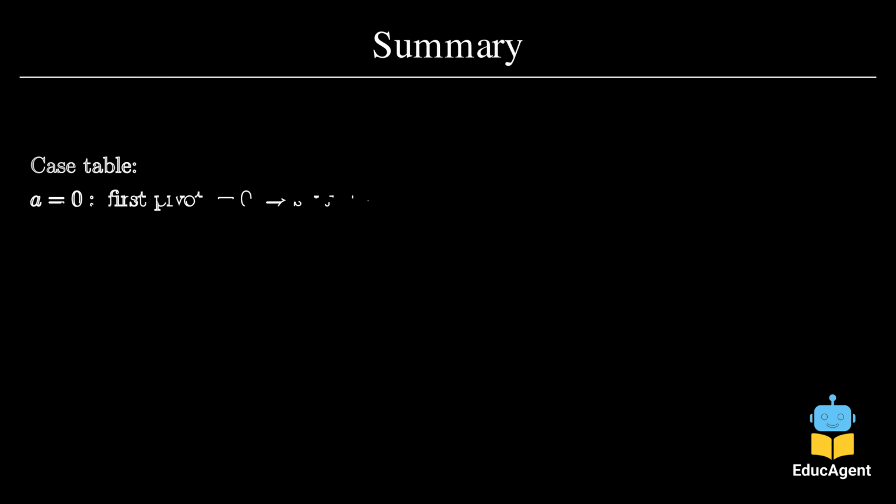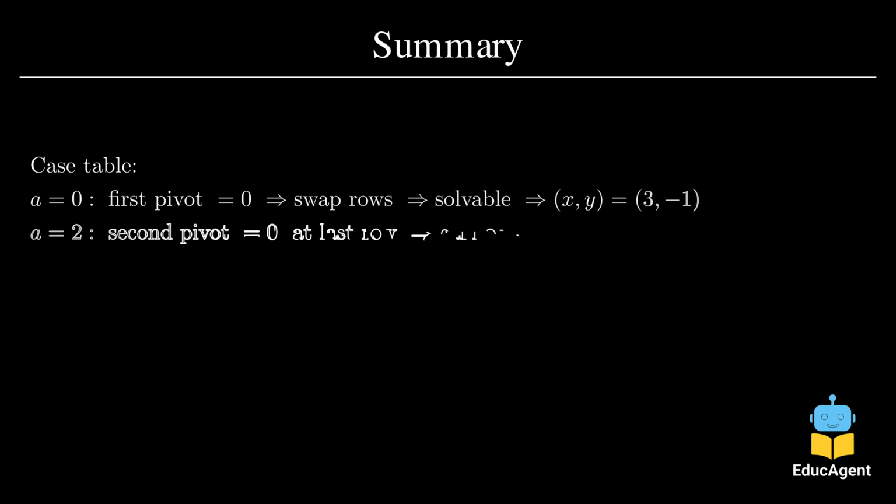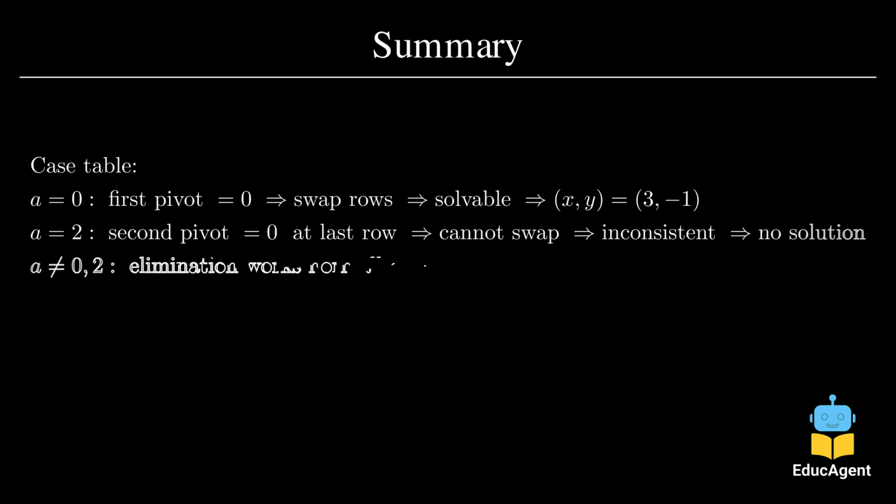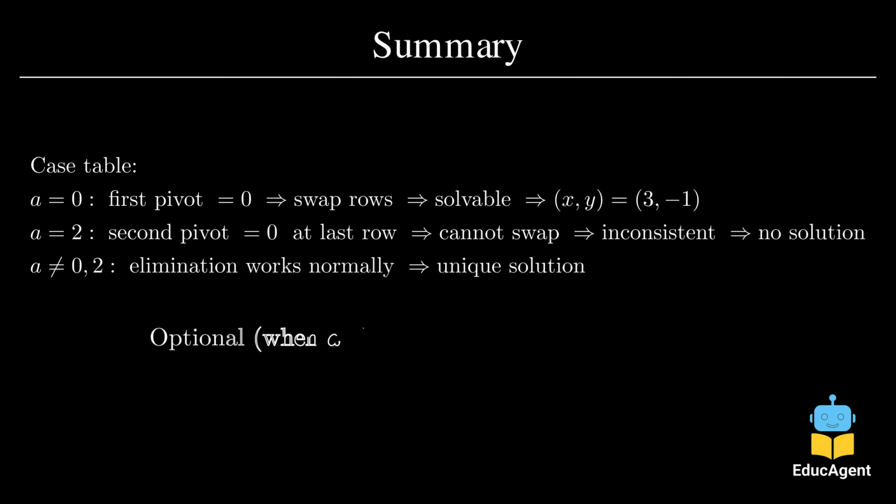The big idea is that breakdown depends on which pivot becomes 0 and whether a row swap is still available at that step. And when no pivot hits 0, the system has a unique solution depending smoothly on a.